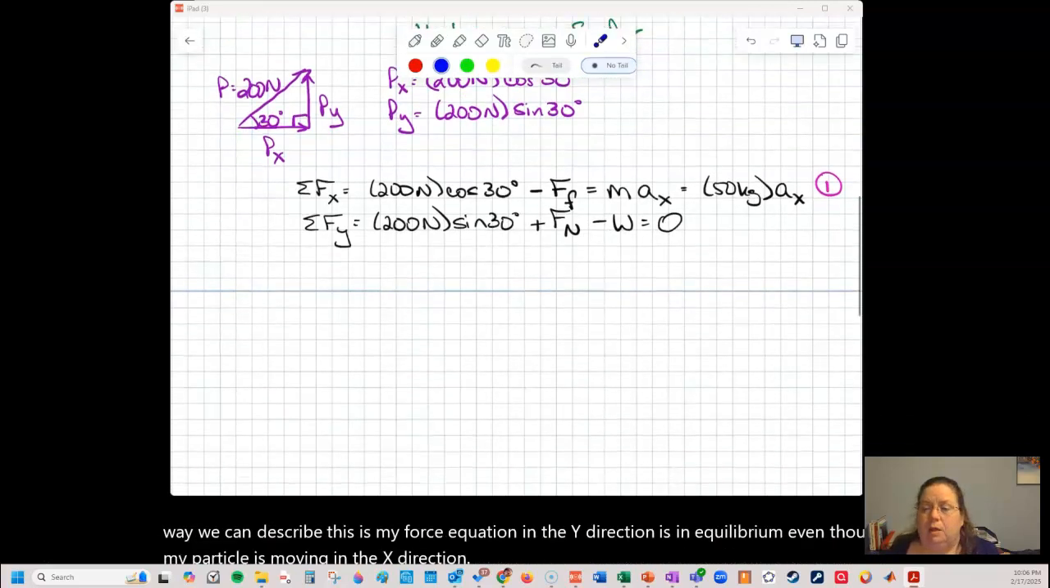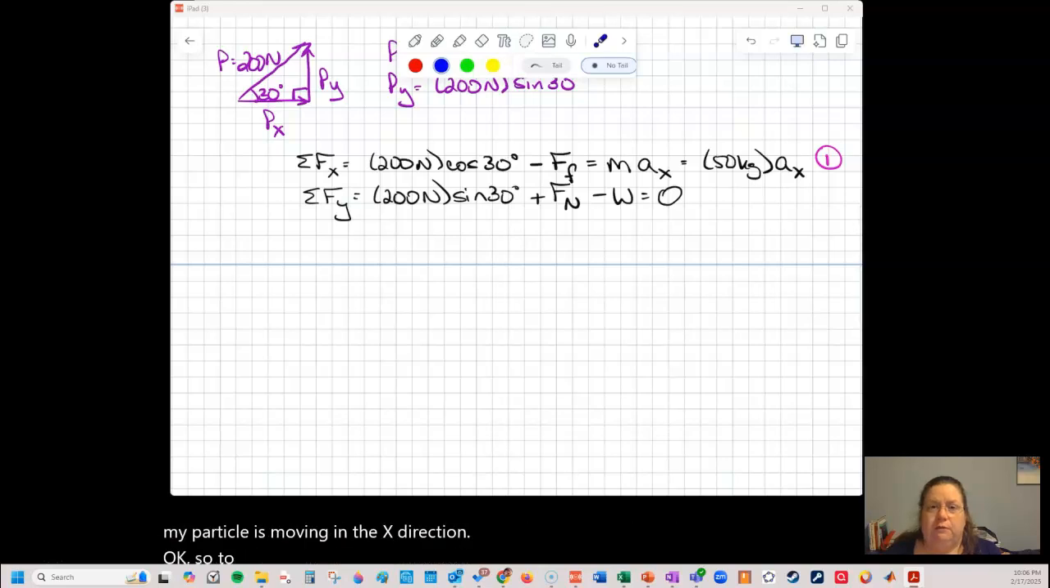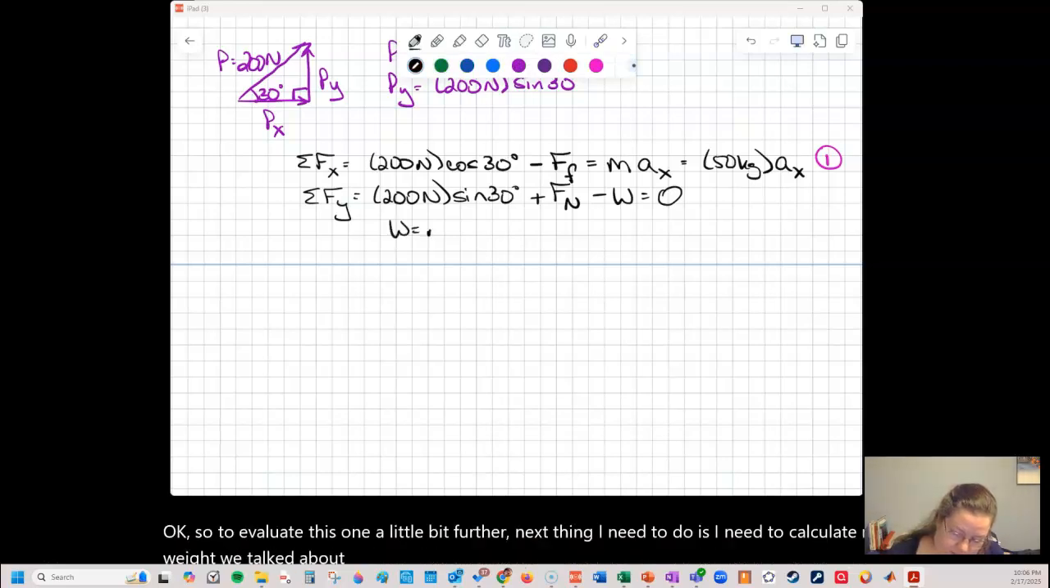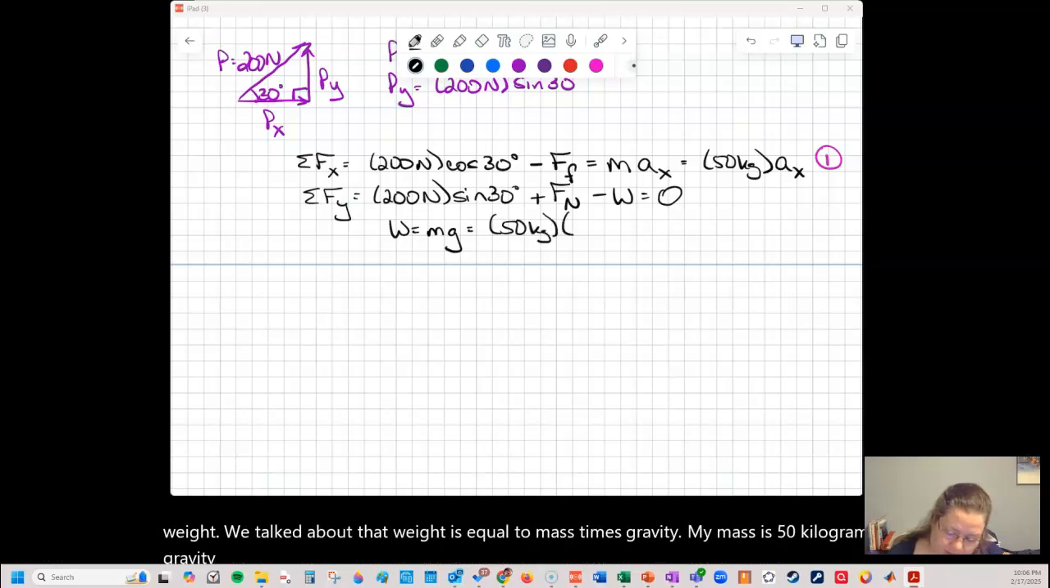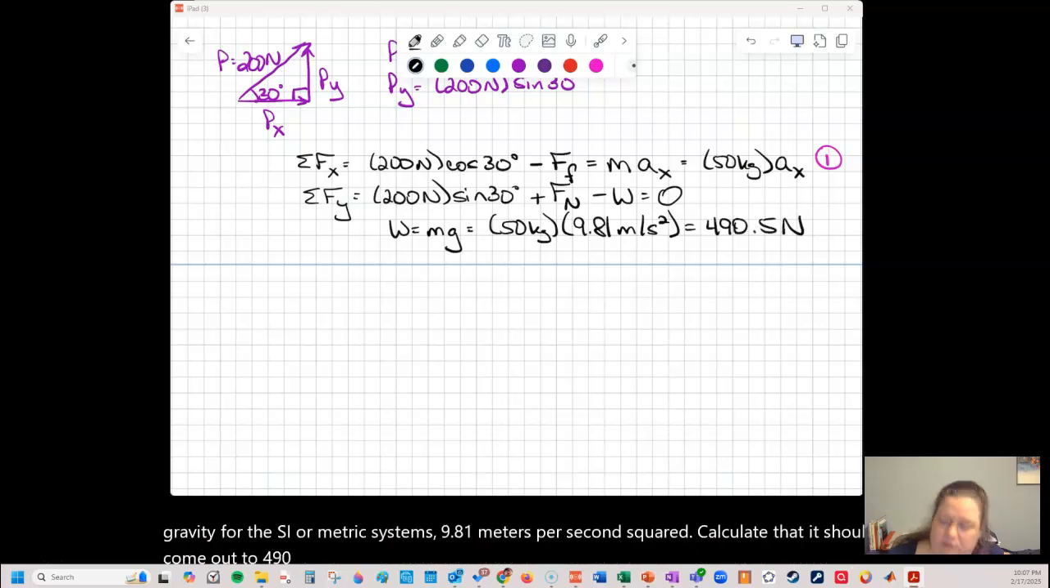Okay. So to evaluate this one a little bit further, next thing I need to do is calculate my weight. We talked about that. Weight is equal to mass times gravity. My mass is 50 kilograms. Gravity for the SI or metric systems, 9.81 meters per second squared. Calculate that. It should come out to 490.5 newtons.